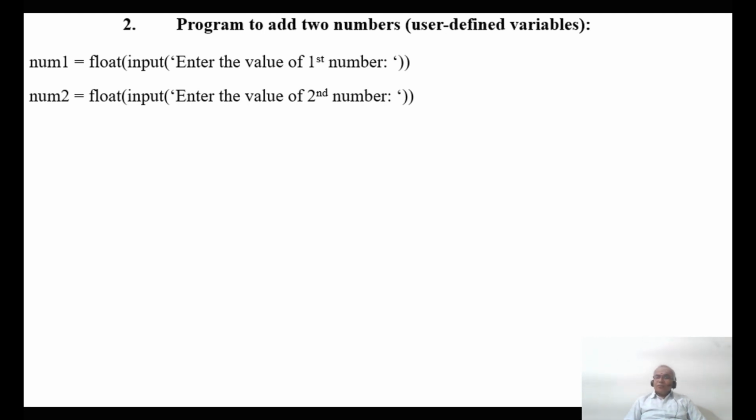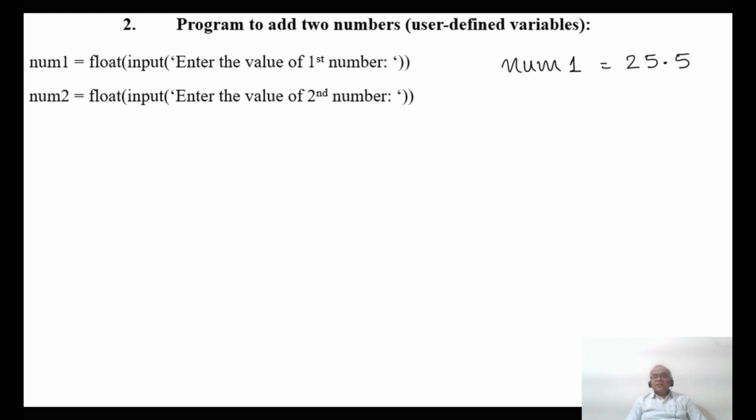But normally, if I want to give 25.2, 25.3, and I say integer, it will truncate the value of 0.3 or 0.4, whatever digit you have given after the decimal point. So that is the reason why, if I want accuracy of the values, we go for the float function.